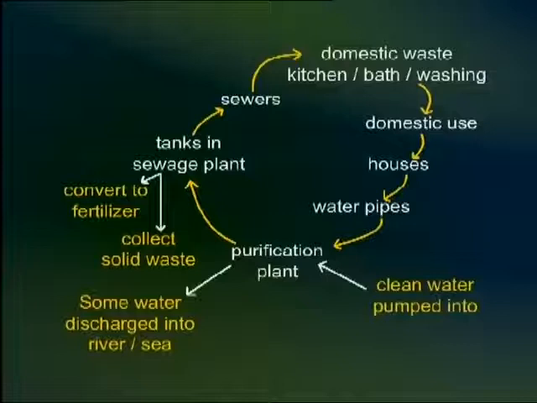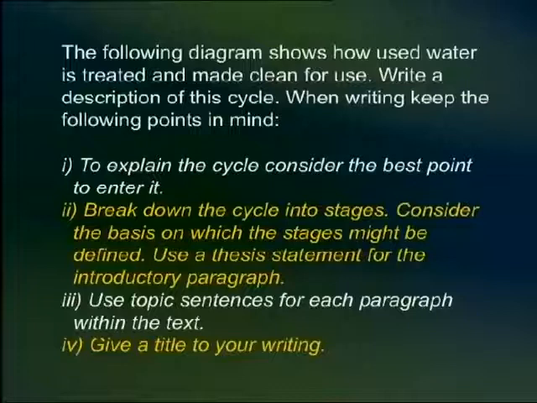But you have to keep a few points in mind. Number 1, to explain the cycle, consider the best point to enter it. Where will you enter it? From where are you going to start? Number 2, you break down the cycle into stages. Consider the basis on which the stages might be defined. Use a thesis statement for the introductory paragraph. Number 3, use topic sentences for each paragraph within the text. And number 4, give a title to your writing.